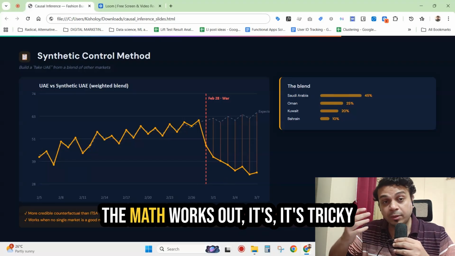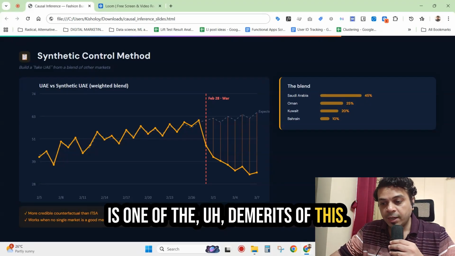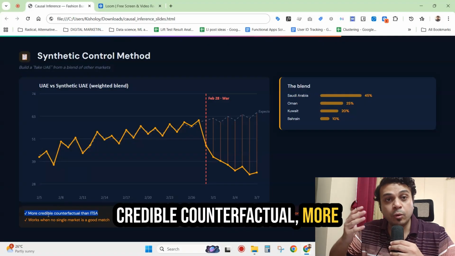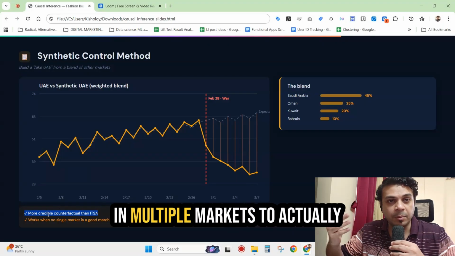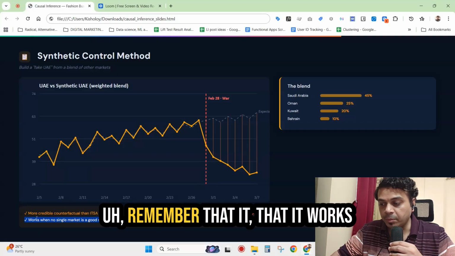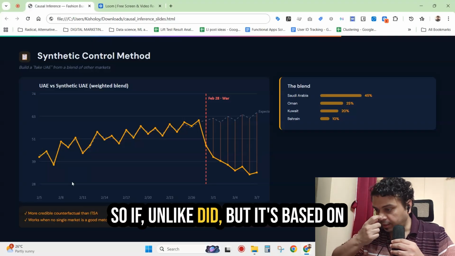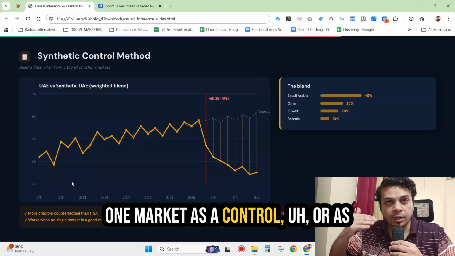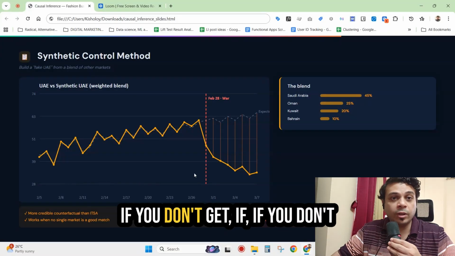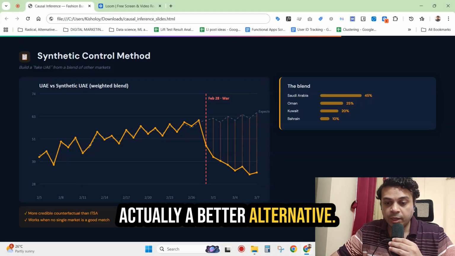If it's available and if the math works out, it's tricky to get the math to work. That is one of the demerits of this, and it's pretty complex to implement because of that. But it has a very credible counterfactual, more credible than ITSA, as you can understand, because you're taking in multiple markets to actually benchmark against, and you also have to remember that it works when no single market is a good match. Unlike DID, where it's based on one market as a control or as a comparison for getting the counterfactual, if you don't have any such one market, then the synthetic control is actually a better alternative.